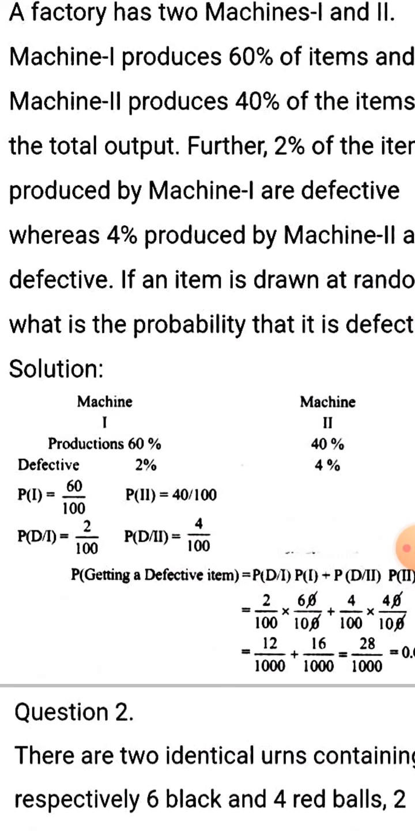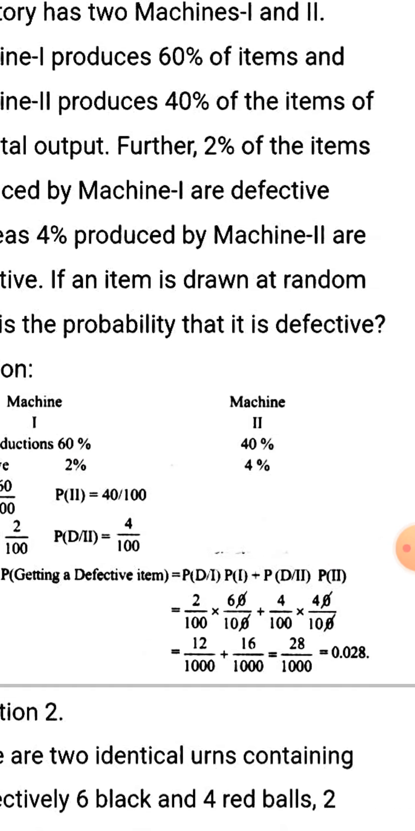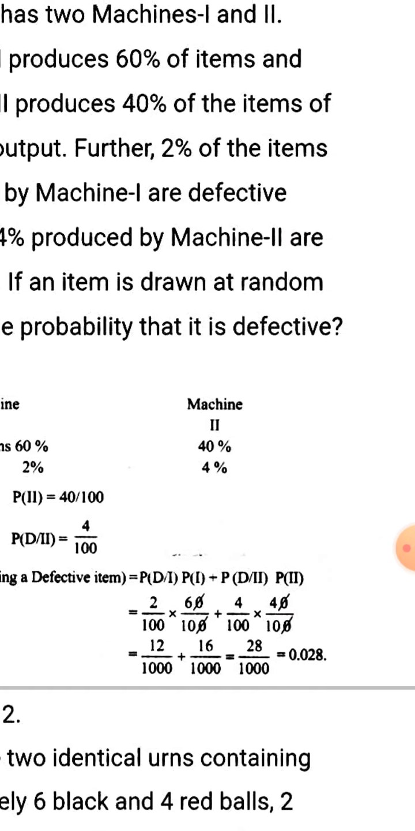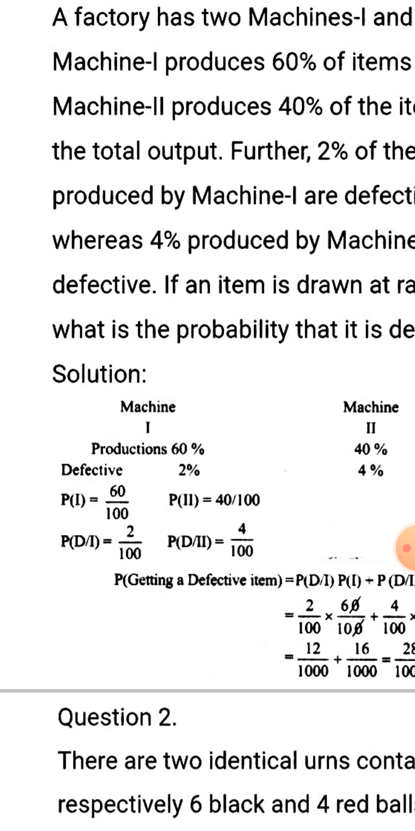Cancelling zeros, you will get 12 by 1000 plus 16 by 1000, with 1000 common. 16 plus 12 is equal to 28. Dividing 28 by 1000, you will get 0.028. That's your answer. Okay, simple one.